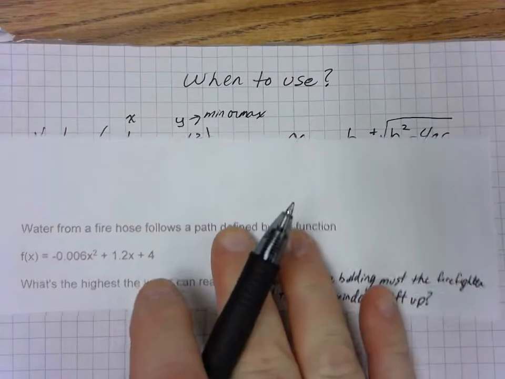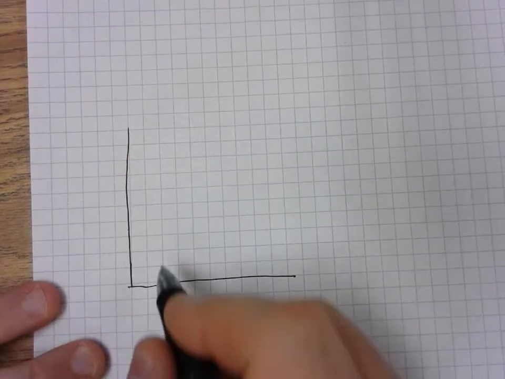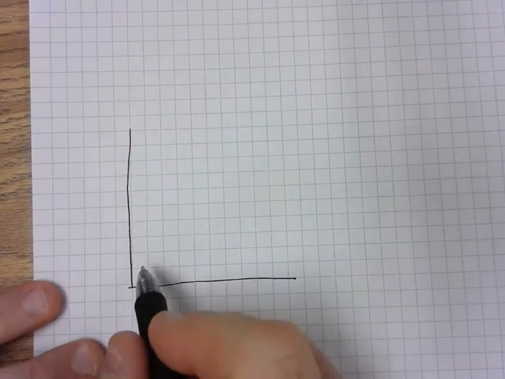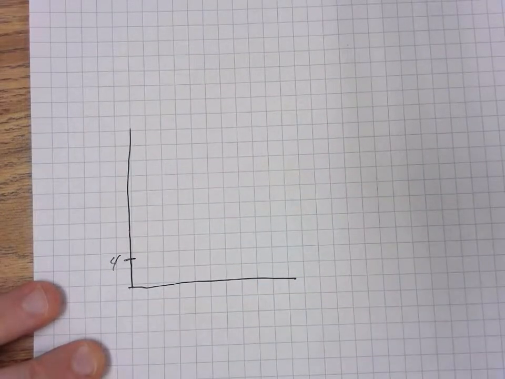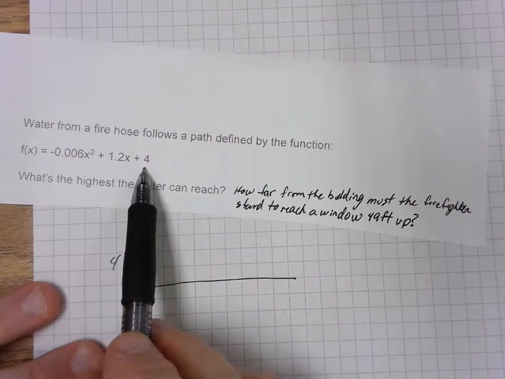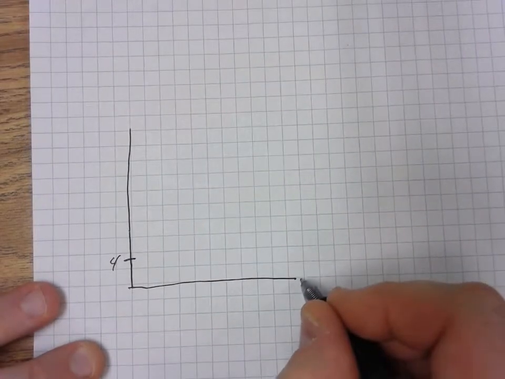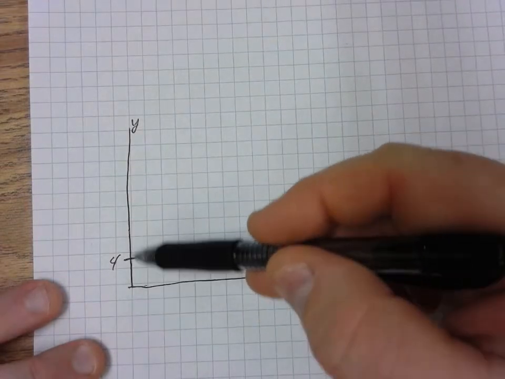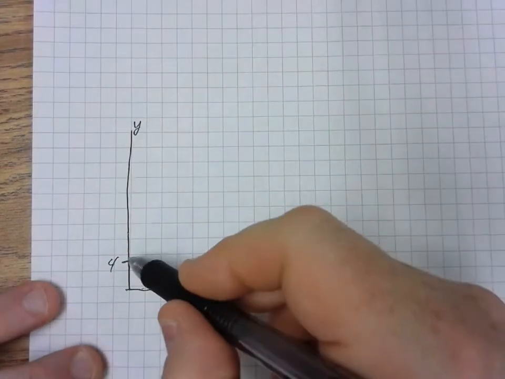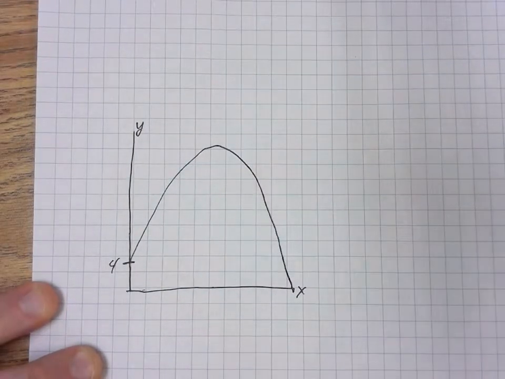Well, the easiest way to do this is to sketch a little graph. So here we've got a little L shape, because most of the time we only care about quadrant 1. So let's say that this right here is the 4 feet that this equation starts at. That's the y-intercept. And it's going to go up and then come back down to the ground. So this is x, this is y, this is horizontal feet across the ground, this is vertical feet, and that's what our x and y are going to stand for. So this graph is going to go up, and then it's going to come back down to the ground.